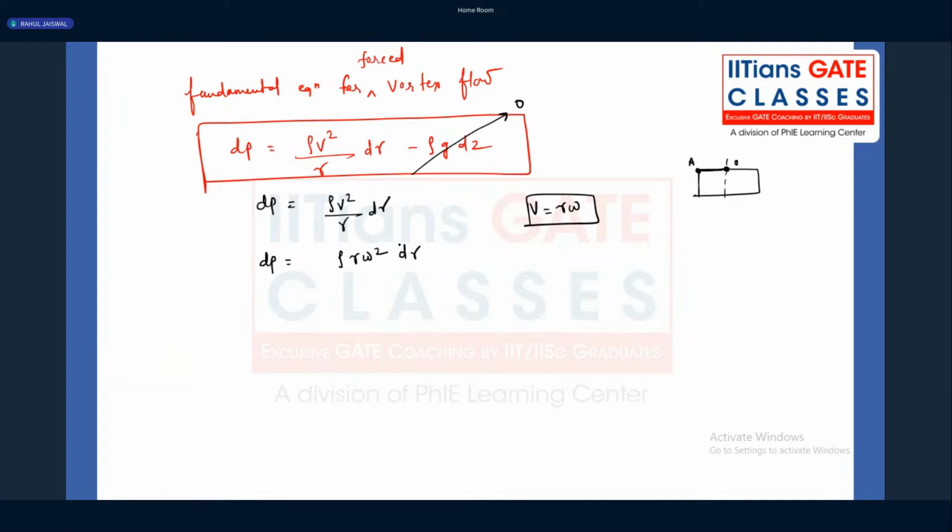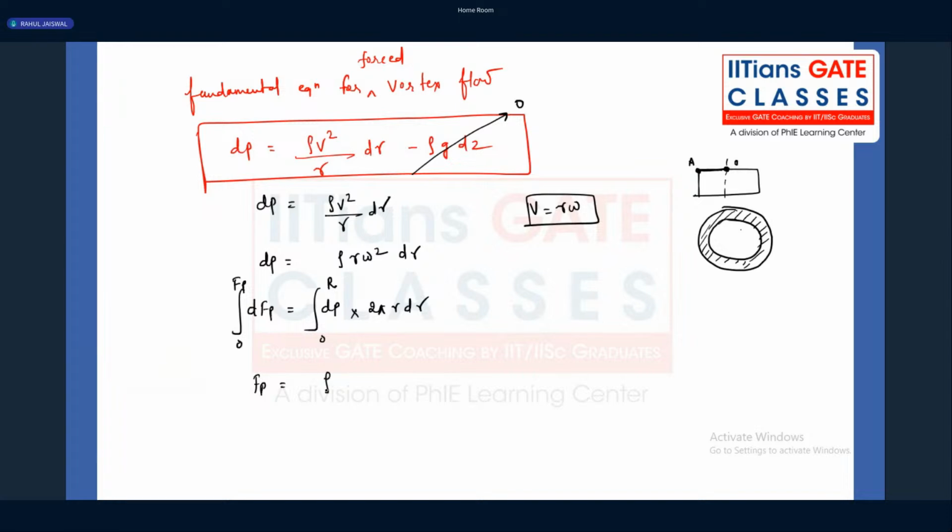If we try to integrate for finding the pressure force, what we can do? For a pressure force, we need to integrate dP into the area. If we take a small elemental area, what is the small elemental area? 2 pi r into dr, so dP into 2 pi r into dr. Now if I integrate from 0 to r, I'm going to get the total pressure force.